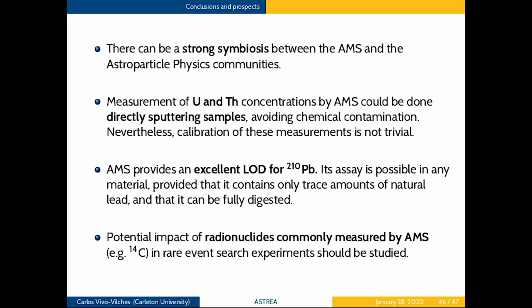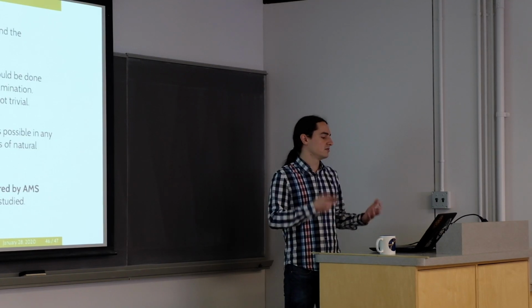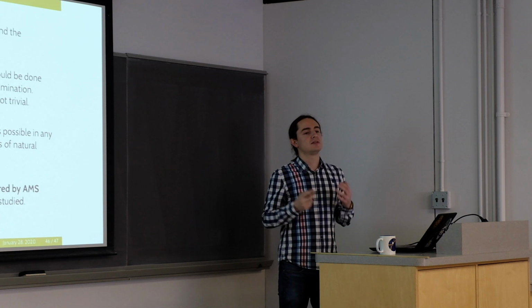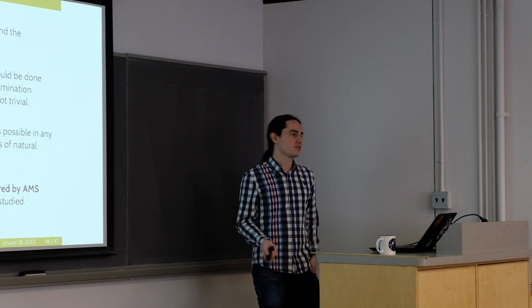Concluding my talk, I'm sure that there can be a strong symbiosis between the AMS facility community and the astroparticle physics one, because we can help to do better radioassay, but also the AMS community can get a lot of new techniques and develop new things that can improve the technique itself. For the measurement of uranium and thorium, we see that it's fine. We can do these new AMS measurements by directly sputtering the samples, but we still have to solve the problem of the calibration of the measurements.